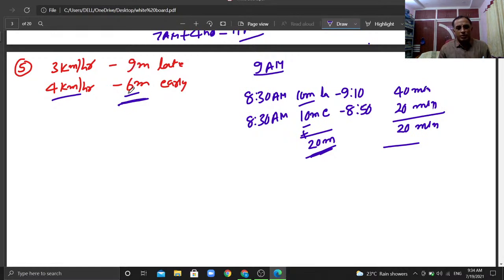So is it 9 minus 6, 3? No, that is not your answer. Find the sum of these two numbers. 9 plus 6 is 15 minutes. 15 minutes is equal to how many hours?